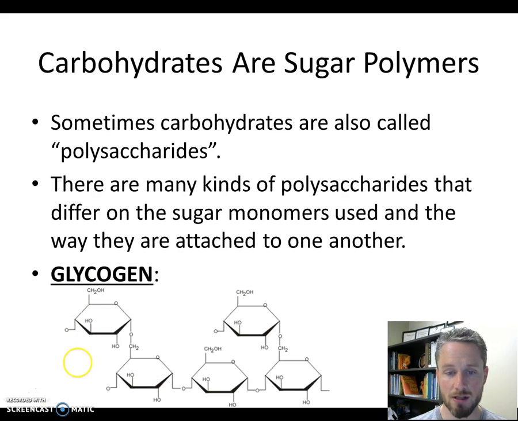Here's another example. Here's glycogen. Glycogen is another polysaccharide or carbohydrate. So it's a bunch of sugars attached together in certain ways. This one's also branched, sort of like starch.